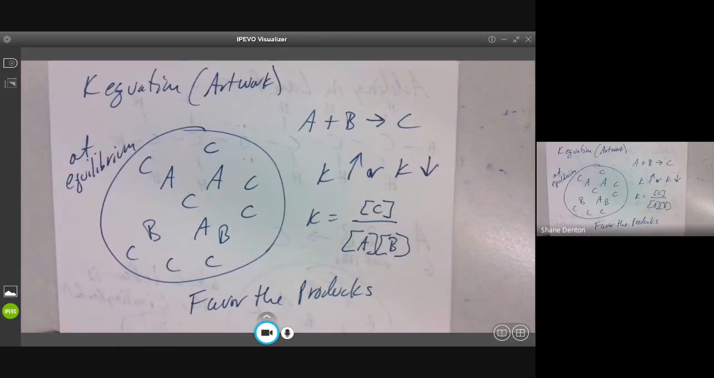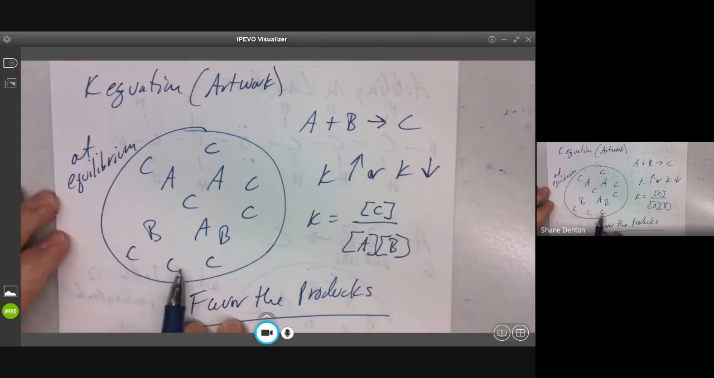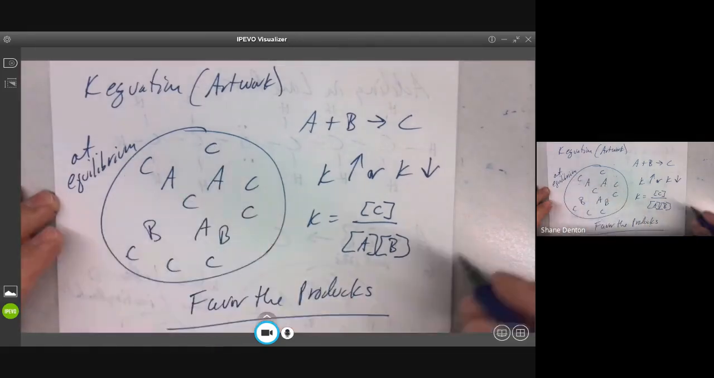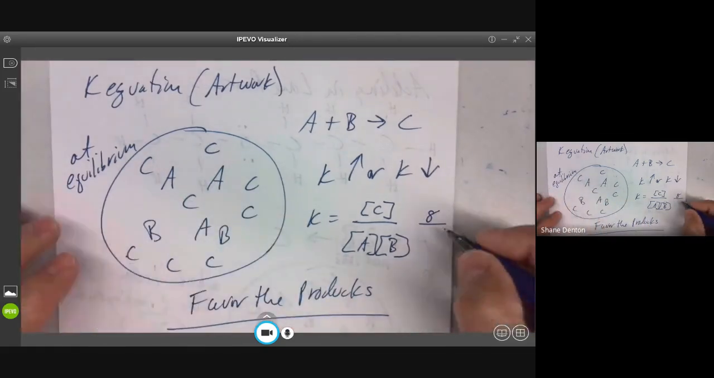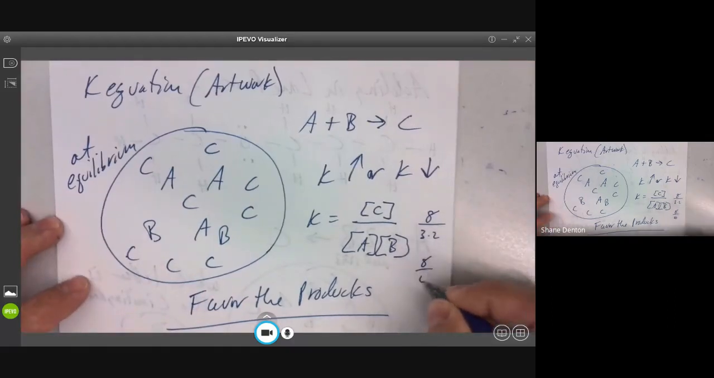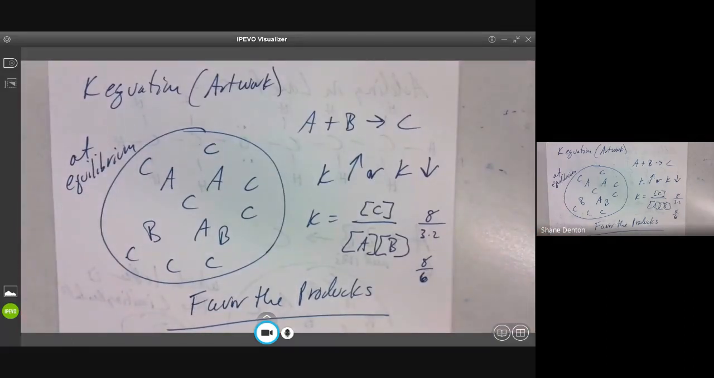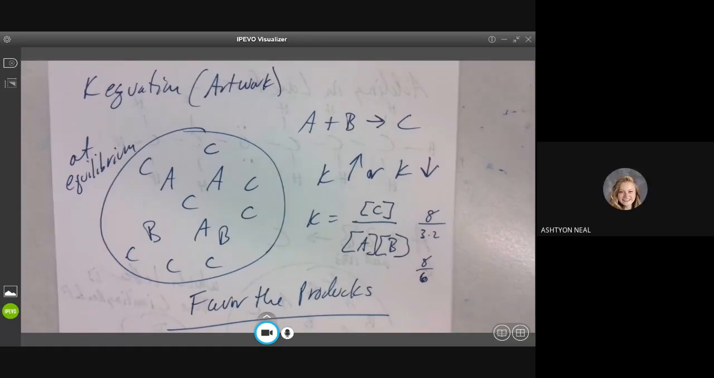Anybody remember? Wasn't it 1? Yeah. So my K would be bigger than 1, wouldn't it? And if you look at it, I'd have 1, 2, 3, 4, 5, 6, 7, 8. I would have 8 over, what's that? 3 times 2? Which would give me 8 over 6, which is bigger than 1, correct? Yes. All righty. Okay.